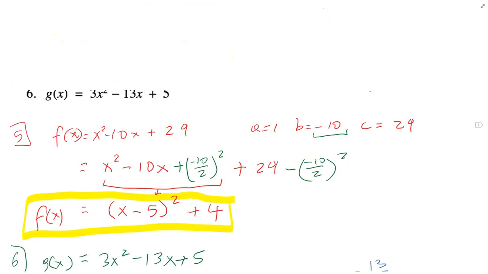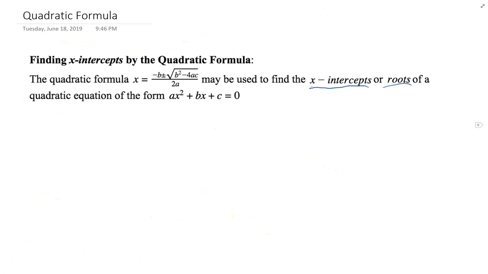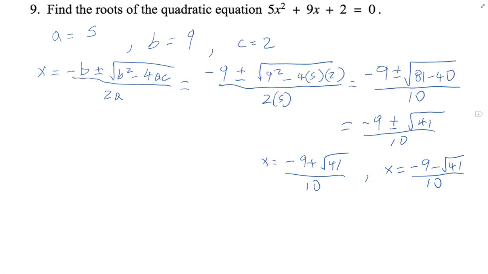Now let us look at some more quadratic equations. In this case, we're talking about the quadratic formula, and that is used to find x-intercepts or roots of a quadratic function in the form ax squared plus bx plus c. Now let's look at an example. We're asked to find the roots of a quadratic equation 5x squared plus 9x plus 2 equals 0. So we identify our a, b, and c, where a equals 5, b equals 9, c equals 2.